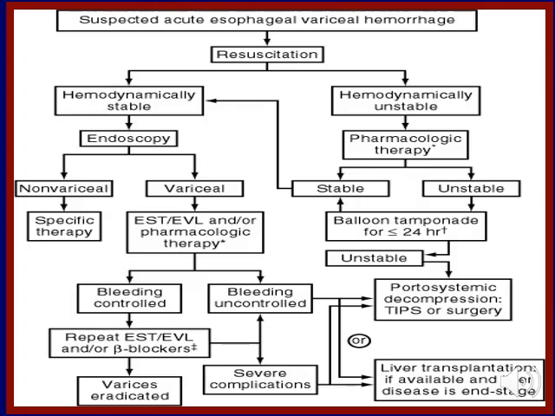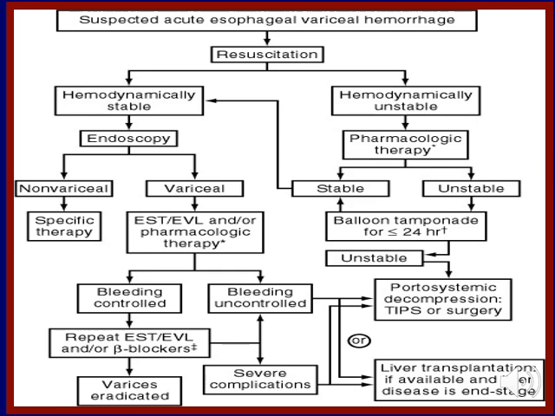How will this occur? If the patient is expected to have variceal bleeding, then resuscitate. If the patient is hemodynamically stable, go for endoscopy. But if he is not stable, pharmacologic therapy first. If he is stable, then you go for endoscopy. If he is not stable, then balloon tamponade for less than 24 hours, and then if he's stable, you will go for endoscopy. If unstable, you will go for either TIPS or shunt, or go for liver transplantation.